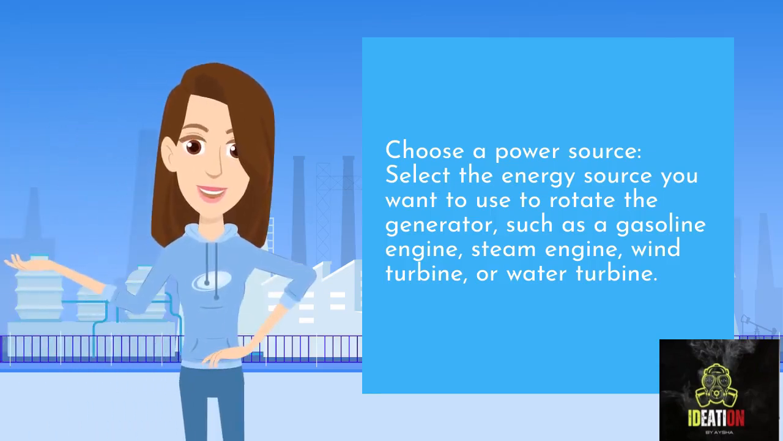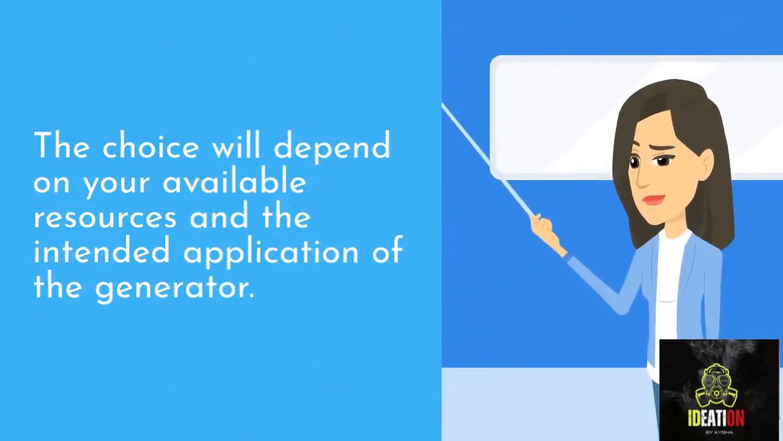Choose a power source. Select the energy source you want to use to rotate the generator, such as a gasoline engine, steam engine, wind turbine, or water turbine. The choice will depend on your available resources and the intended application of the generator.